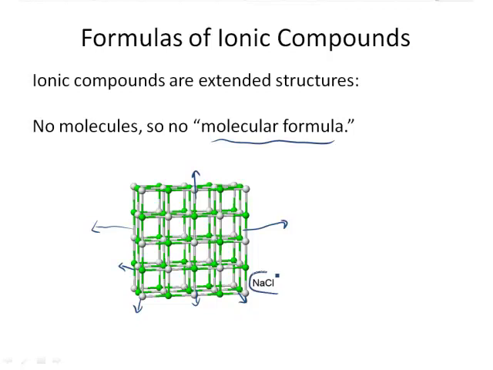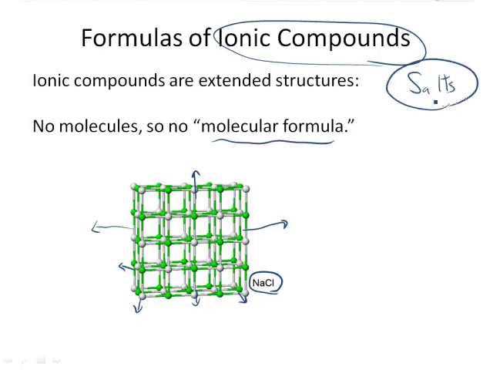So the formula tells you the relative number of each of those ions, but it doesn't tell you how many exact ions are in a particular crystal of that ionic compound. Ionic compounds, by the way, are also called, in general, salts. So NaCl you know as table salt, but salt is also a general term used in chemistry for meaning ionic compounds.